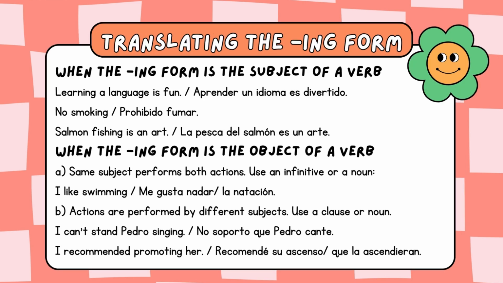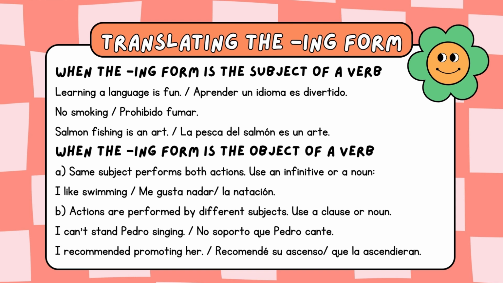Then I would like to continue with translating the -ing form. We have that these examples consist mainly of cases where the English -ing form may not be translated by the Spanish gerund. For example, when the -ing form is the subject of a verb. This is normally translated by an infinitive or by a suitable noun. For example, learning a language is fun in English. In Spanish, aprender un idioma es divertido. No smoking, prohibido fumar. Salmon fishing is an art. La pesca del salmón es un arte.